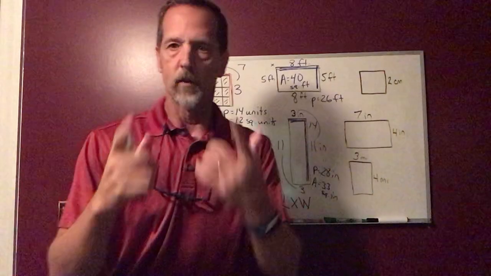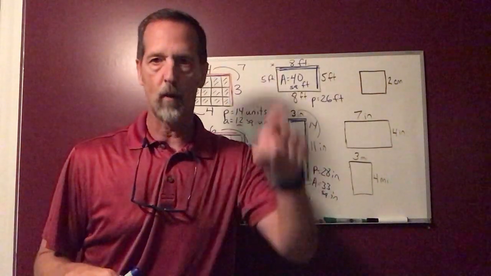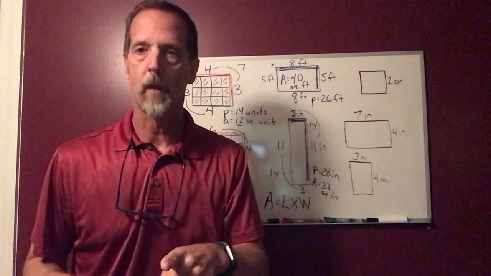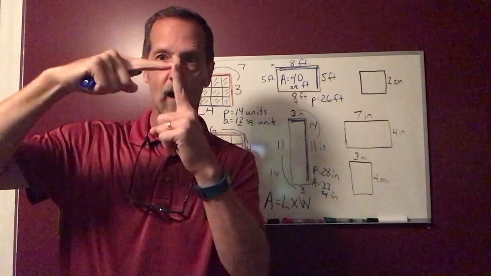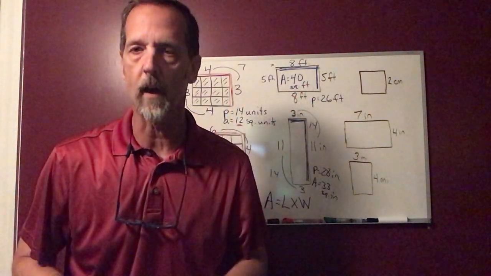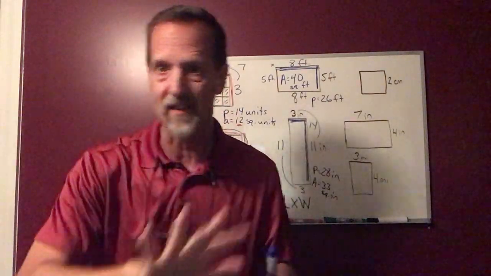All right. So perimeter around the outside, right? We add it. Area, find 2 connecting sides, length times width, and that'll tell you what the area is going to be covering the inside.